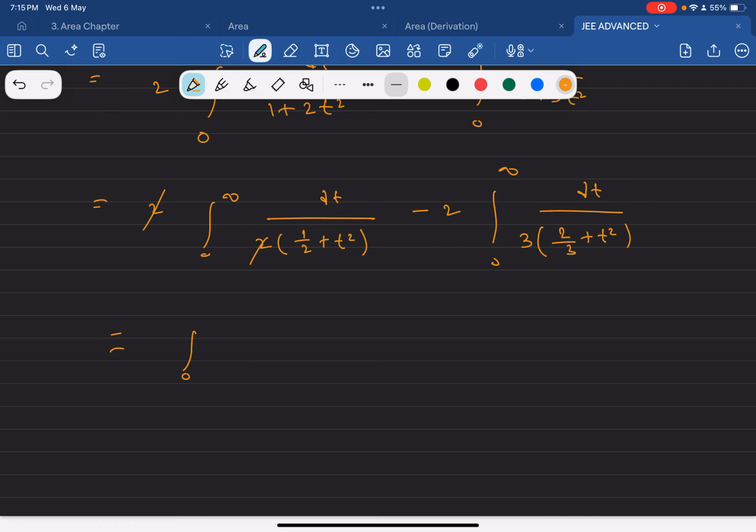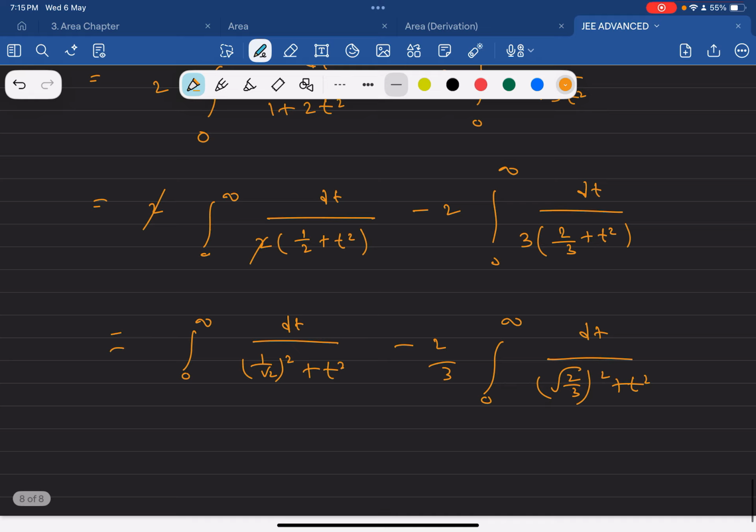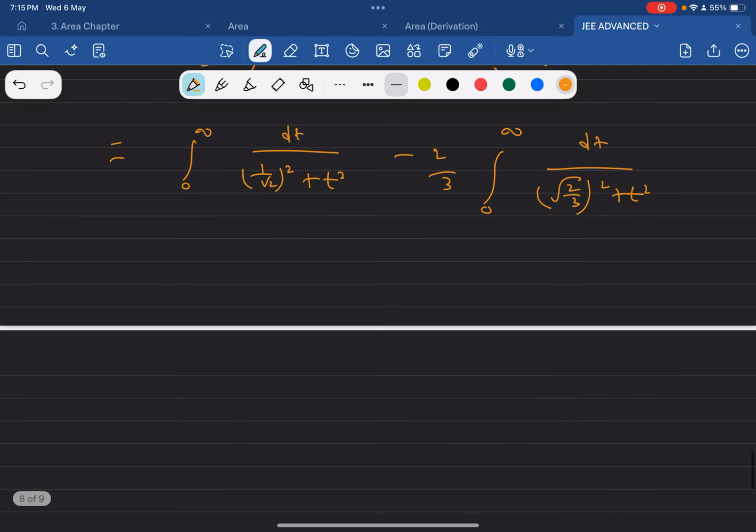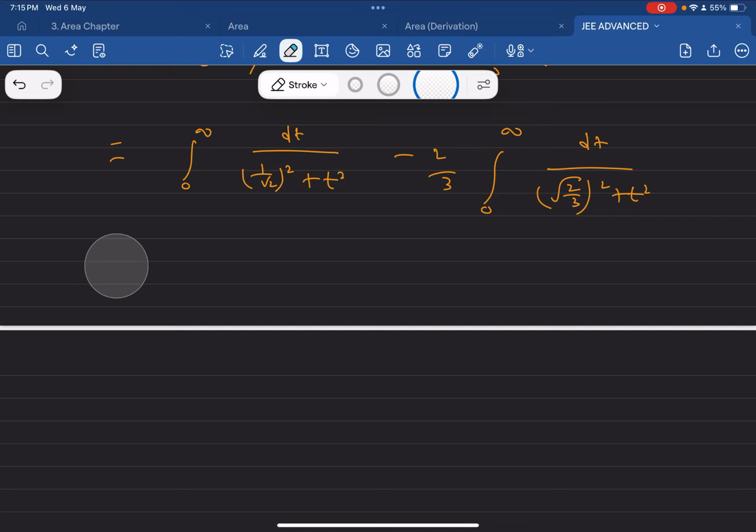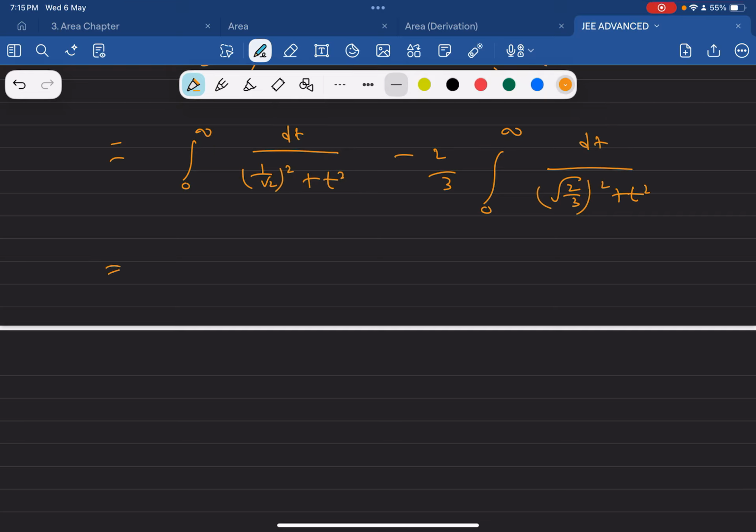So 0 to infinity dt upon (1 by root 2) whole square plus t square, minus 2 by 3, 0 to infinity dt upon (root 2 by 3) whole square plus t square. So 1 upon a square plus t square, how much are you going to get now? 1 by a tan inverse x by a. So this will be 1 by a tan inverse x by a, from where to where? From 0 to infinity.